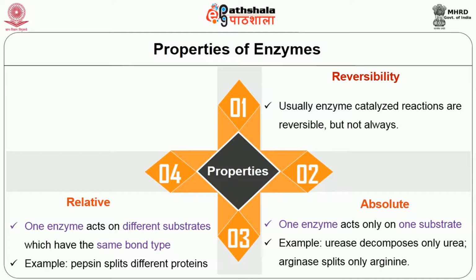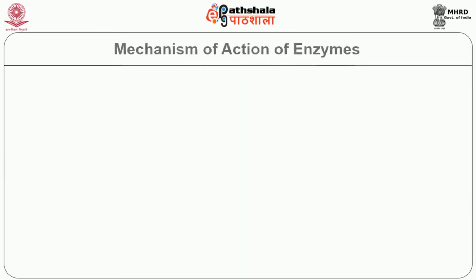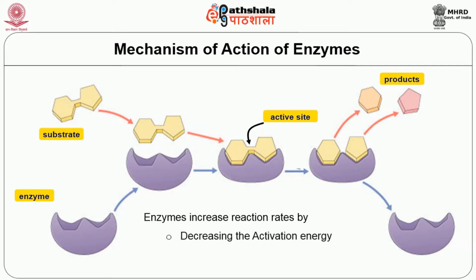And last but not the least, enzymes are stereospecific. That is, some enzymes can catalyze the transformation of substrates only when they are present in a particular geometrical configuration, let us say either the cis form or the trans form. Now, before we understand the factors that are important for the enzyme activity or the rate of the enzyme activity, we need to quickly go through the reaction rates of an enzyme. What does it mean, and what is the formation of the enzyme substrate complex to know about the activity of the enzyme. Enzymes increase the reaction rates by decreasing the activation energy and the enzyme substrate interaction.